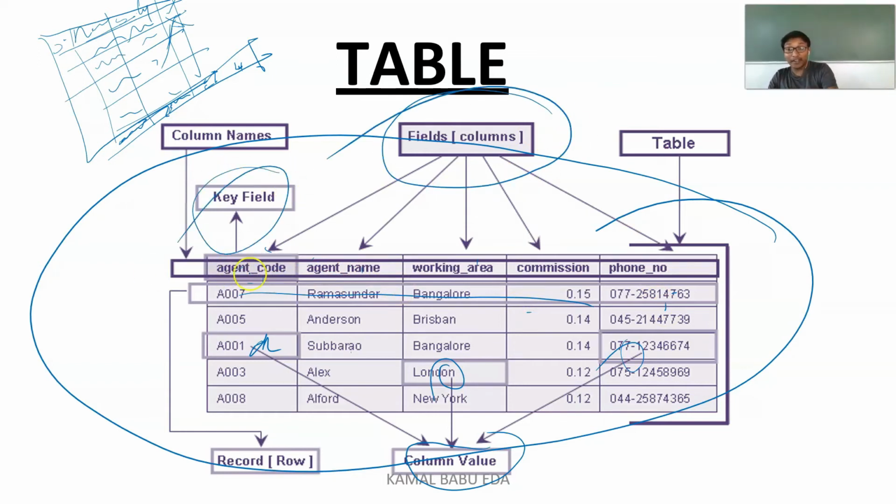Why? Because if we simply write A007, A005, A001, A003, we don't know what that is, so we keep a heading for it: the agent code. If you simply write names, we don't know for what purpose, so we keep a heading that it is the agent name and where he is working. If you simply write Bangalore, Brisbane, London, New York, we don't know what it is, so we keep the heading. This line is considered the key field, and these are the column names. In this way the table is formed.